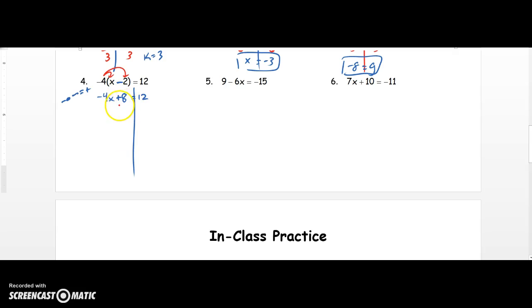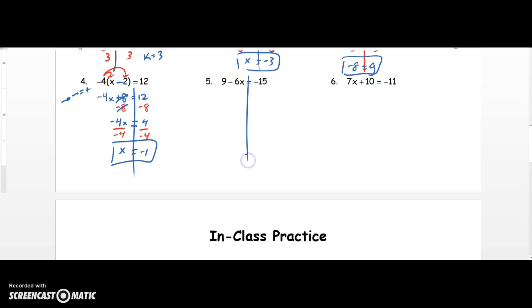Now we have a new equation to work with. What do we have? Negative 4x plus 8. We know we have to subtract 8 because it's a positive 8. So negative 4x. Our numbers cancel away, so 12 minus 8 is 4. Negative 4 times x, you have to divide by negative 4. You get x equals negative 1. That is your answer.